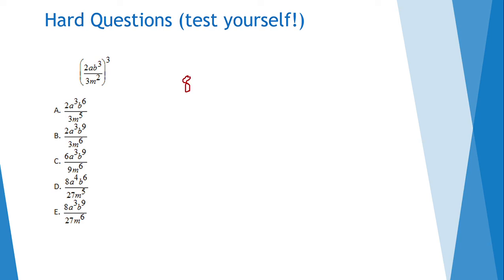A to the power of 3, that would just be a to the power of 3, nothing special. And now we have b to the power of 3 to the power of 3, that's where we'd use our power rule, and 3 times 3 is 9, so we'd have b to the power of 9. And then down here, we have 3 to the power of 3, that's 27. And we have m to the power of 2 to the power of 3, again, another time for our power rule. So that's 2 times 3, so m to the power of 6.